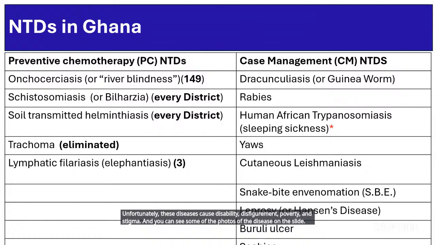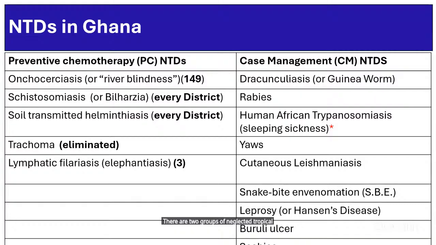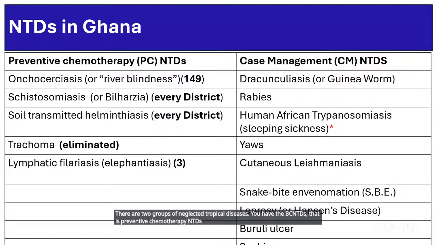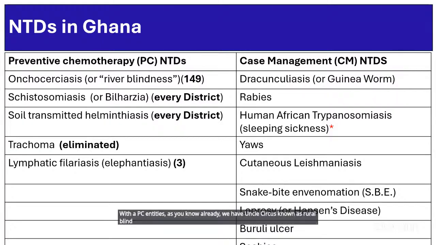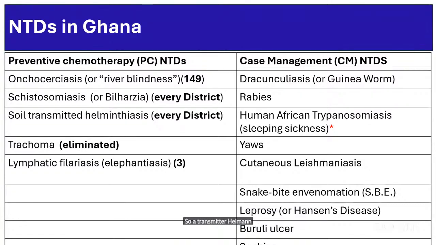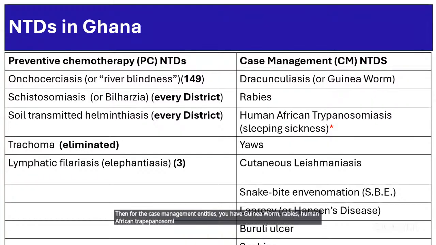There are two groups of neglected tropical diseases. We have the PC-NTDs, that is preventive chemotherapy NTDs, and case management NTDs. With the PC-NTDs, as you know already, we have onchocerciasis, known as river blindness, schistosomiasis or bilharzia, soil-transmitted helminthiasis, trachoma, and lymphatic filariasis. Then for the case management NTDs, we have guinea worm, rabies, human African trypanosomiasis, yaws, cutaneous leishmaniasis, snakebite envenomation, leprosy, Buruli ulcer, and so forth.